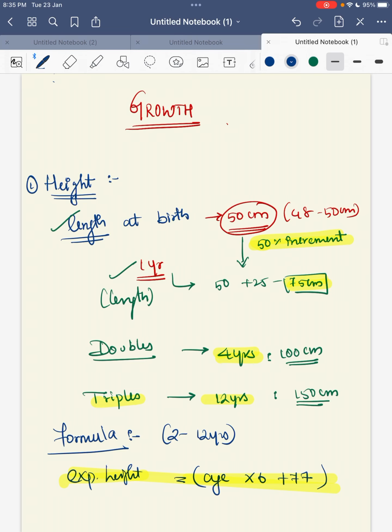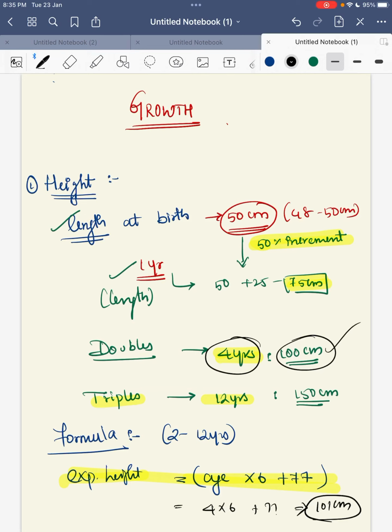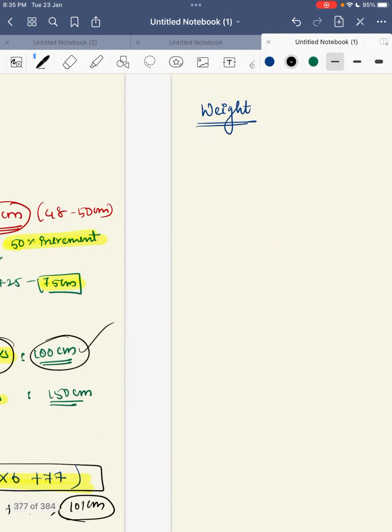For example, we will calculate if the child is 4 years of age. When you calculate 4 into 6 plus 77, roughly you will get 24. So 24 plus 77 will be 101 centimeter. So you have got it, the 100 centimeter. The doubling of the height will be at 4 years of age. So this is the formula for a child with the expected height: age into 6 plus 77.